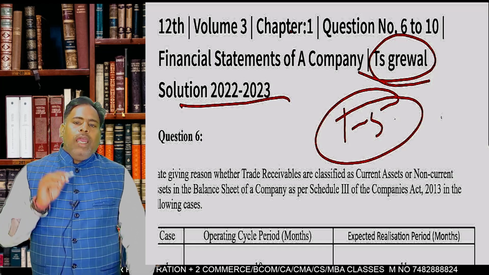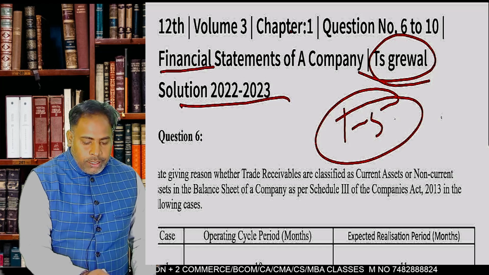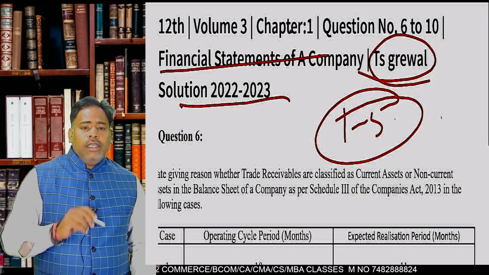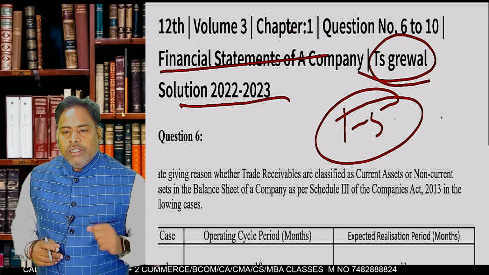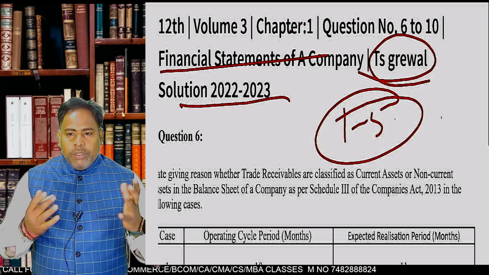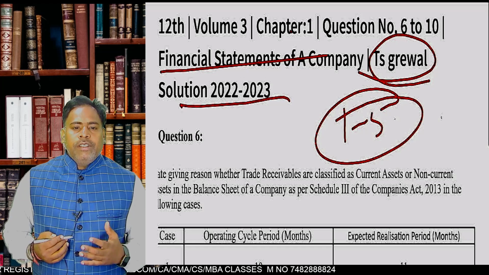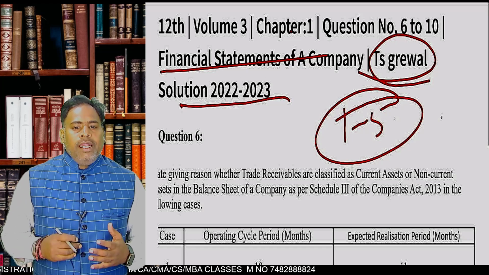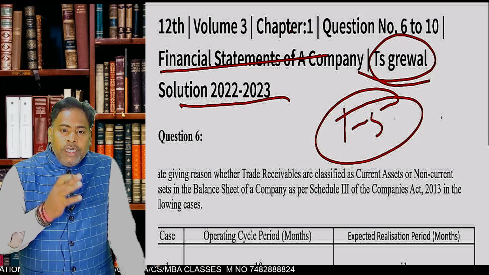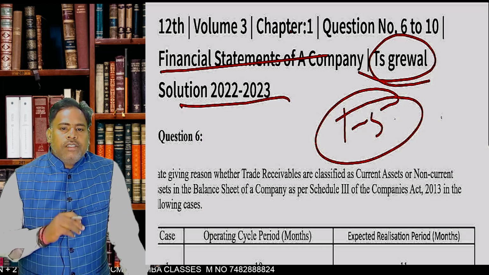Today I am going to cover all the financial statements of the company. Suppose you are going to pursue the CMA or CS course, or suppose you are a business analyst, or you are going to invest in the company, or you will be the finance manager of the company. You need to understand what the financial statement talks about.